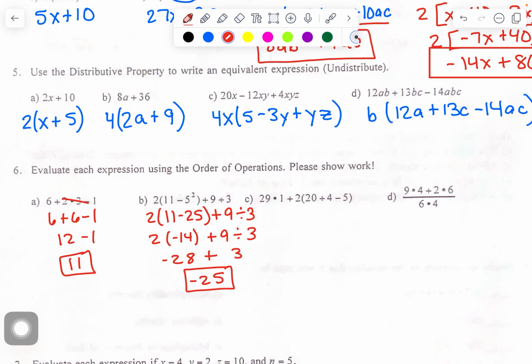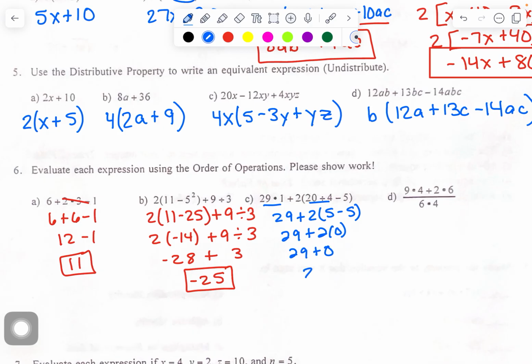In the next one, I'm going to multiply the 29 and the 1 together because that's easy just to simplify up, and that would equal 29 plus, now I'm going to bring down the 2 and I have to deal with what's in parentheses. Inside the parentheses I do order of operations, which means I do the 20 divided by 4 first, which would be 5 minus 5. So 29 plus 2 times 0, 2 times 0 is 0, so my answer would be 29.